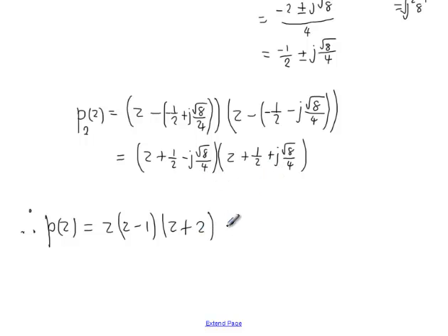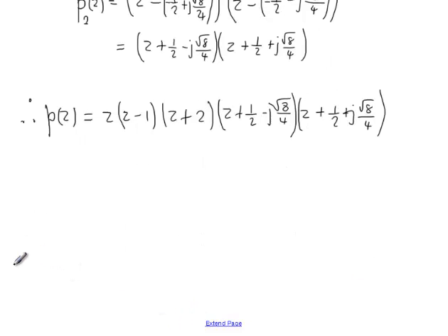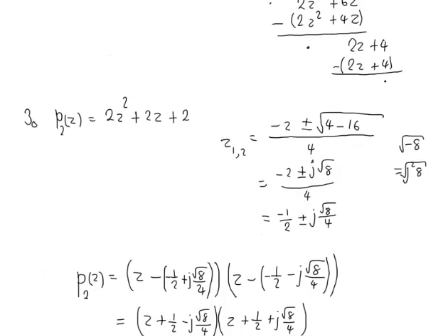And the last two are these ones which you got here, which you can write as Z plus half minus J square root of 8 over 4 in brackets, Z plus half plus J square root of 8 over 4. Then that polynomial has been factorized completely. Do you agree? Yes, guys, do you agree or not?